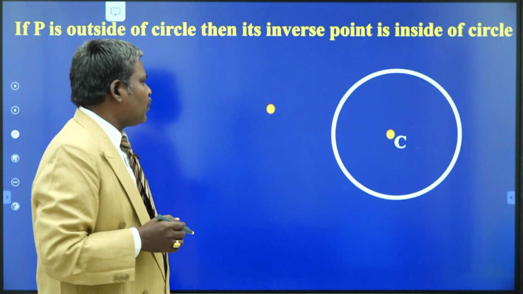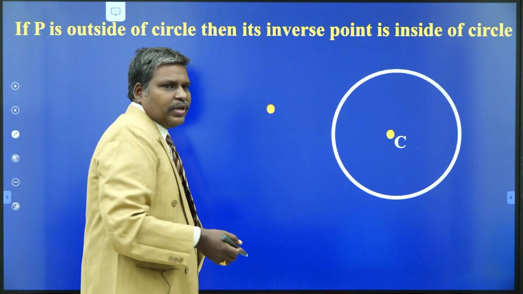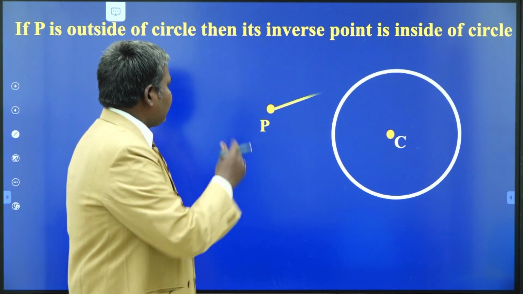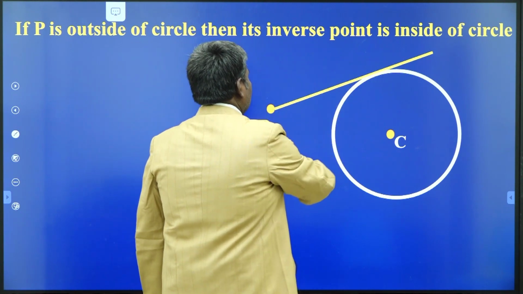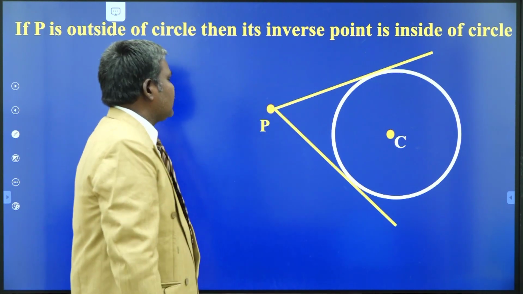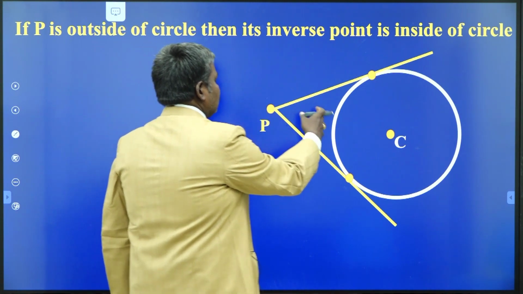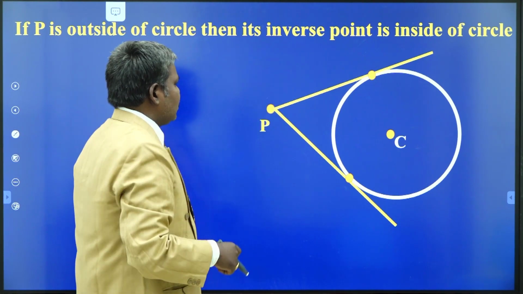How to write the polar of P? P is outside of the circle. Your polar of P coincides with what? The chord of contact. So this is my point P. Draw the chord of contact. To get the chord of contact, draw the tangents through P to the circle. These are the 2 points of contact of the tangents through this point to the circle. They touch at these 2 points as shown in this figure.